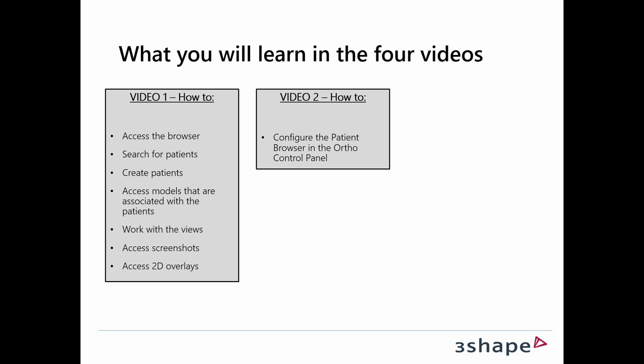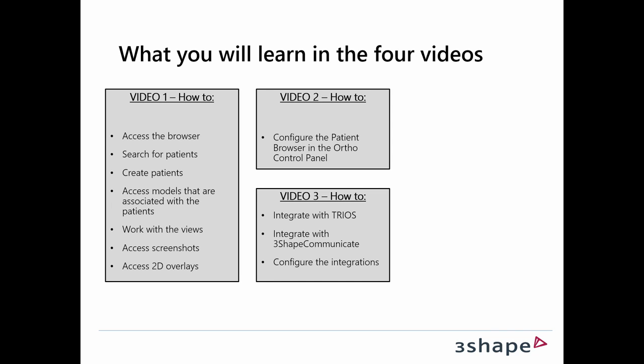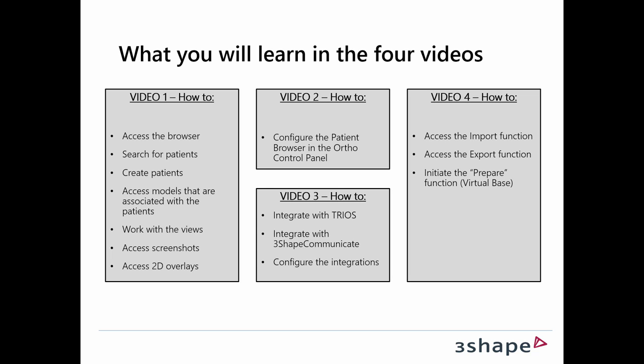The second video will show you how you configure the patient browser in the Ortho control panel. The third video will show you how you integrate with the Trios scanner and also with the 3Shape Communicate network, and also how you configure those integrations. And finally, the fourth video will show you how you access the import and export features, and also how you get access to the prepare function, allowing you to do a virtual base. So in total, 14 short how-to tips. But let's get started.